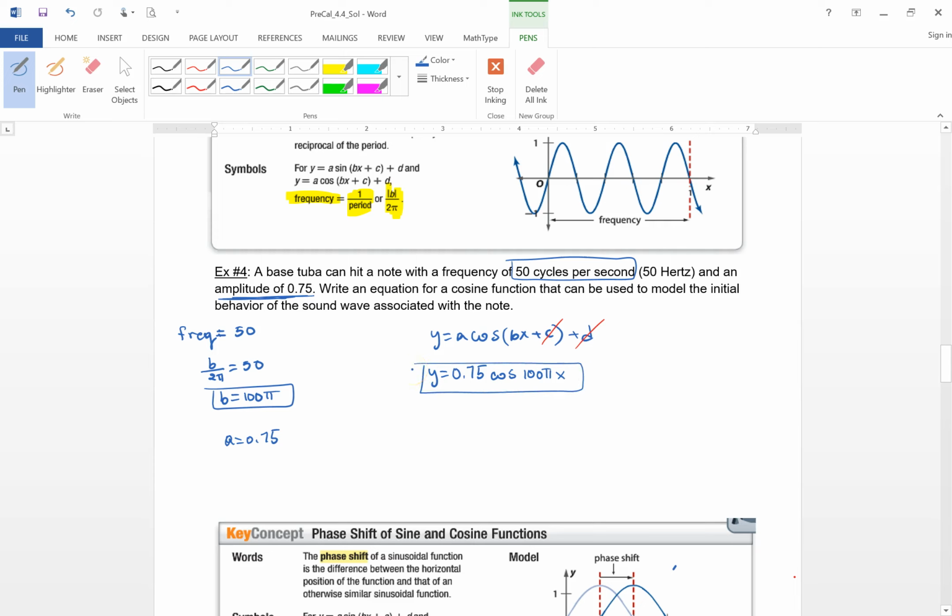Well, b over 2 pi is 50, and we just solved for b. 2 pi over b is the period. B over 2 pi is the frequency.